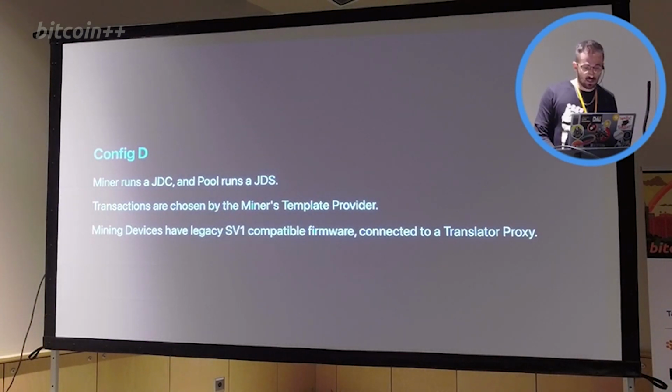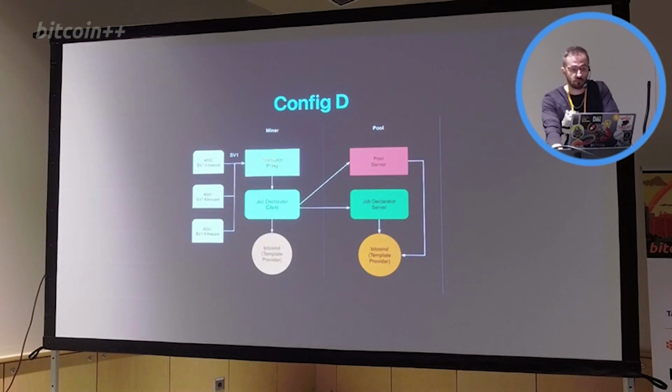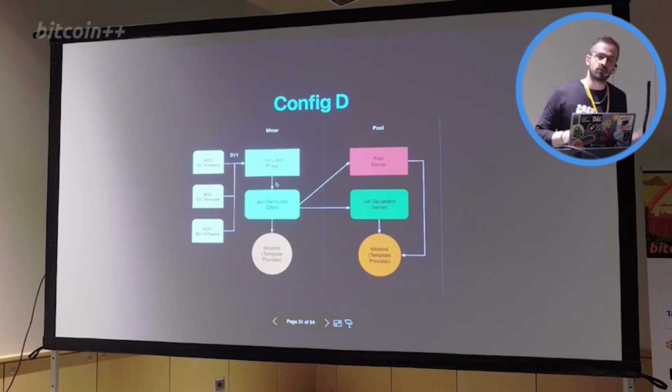Finally, configuration D. There is job declaration, but Stratum V1 firmware. So we're using a translator proxy. This is the most popular testing setup that we have in our tutorials, in our documentation. Everyone has SV1 firmware. So, and we want people to try out the job declaration protocol.